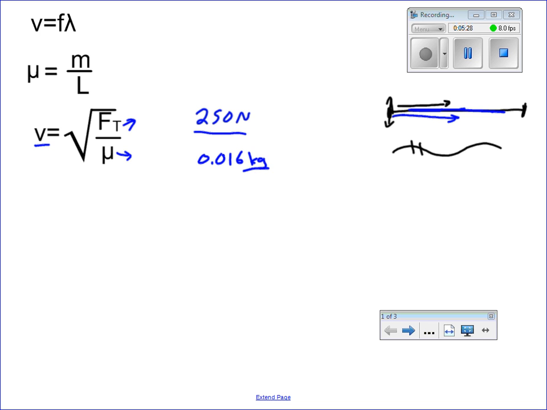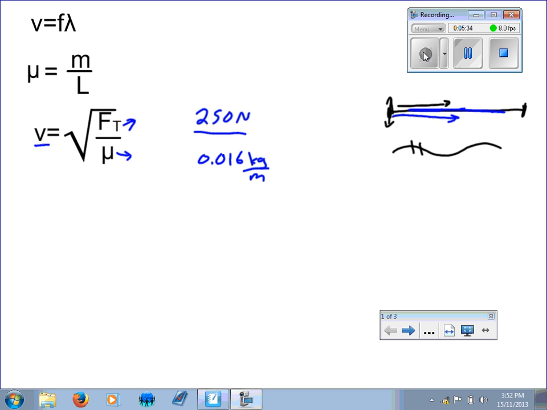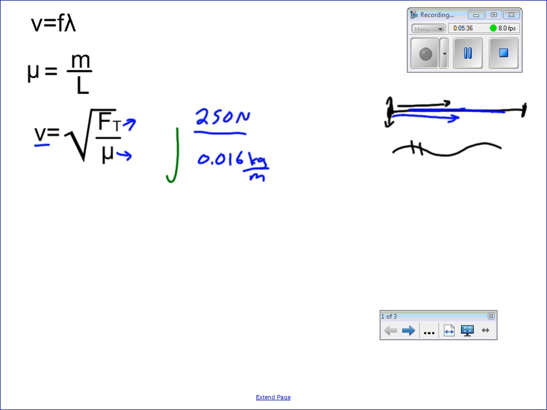Kilograms per meter. Plug that number in, and then take the square root of the answer to get the speed of the wave. We're going to get 124.7 meters per second.